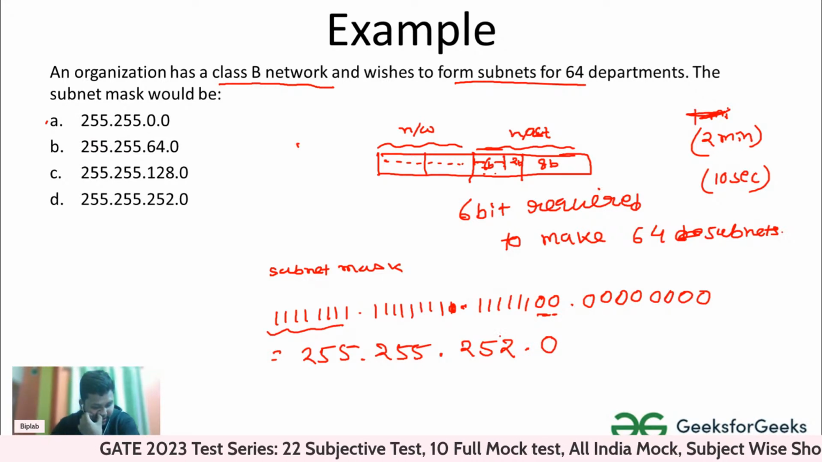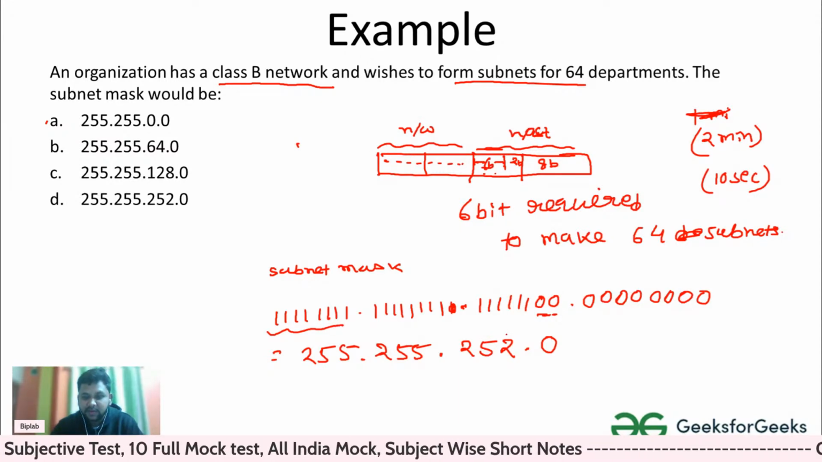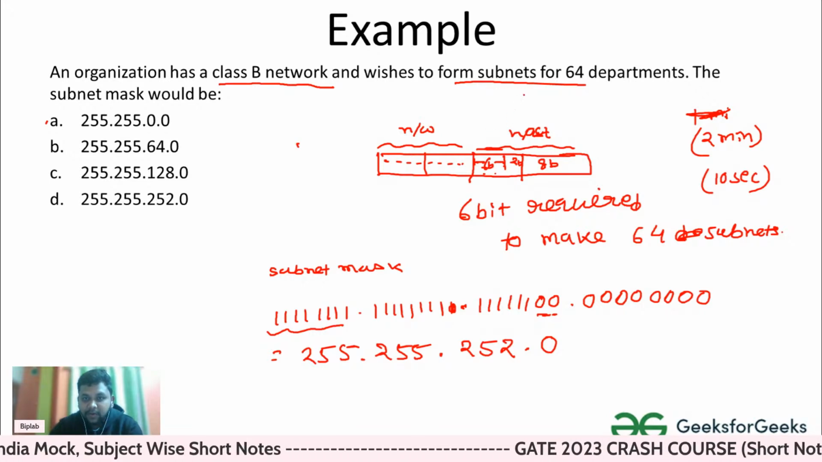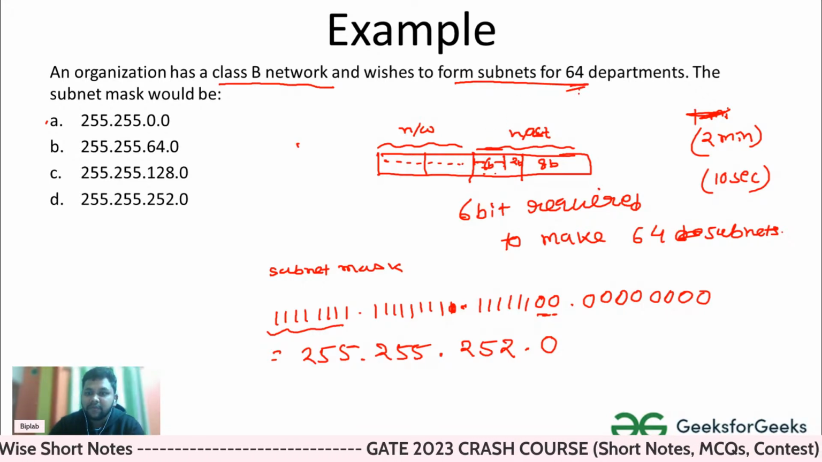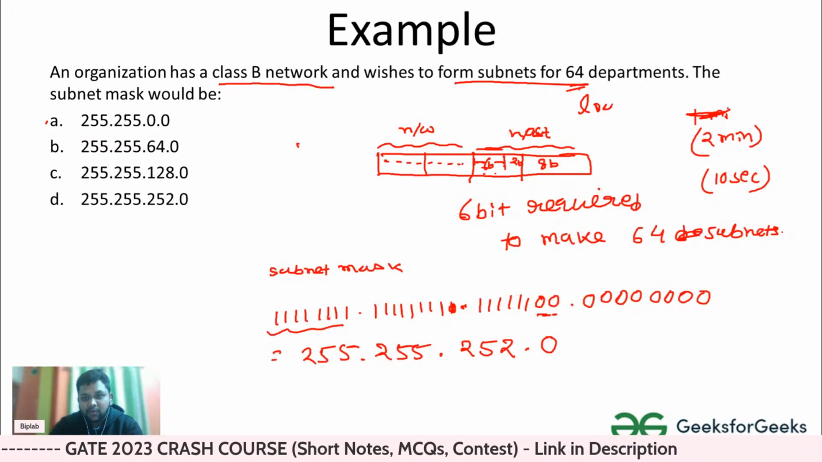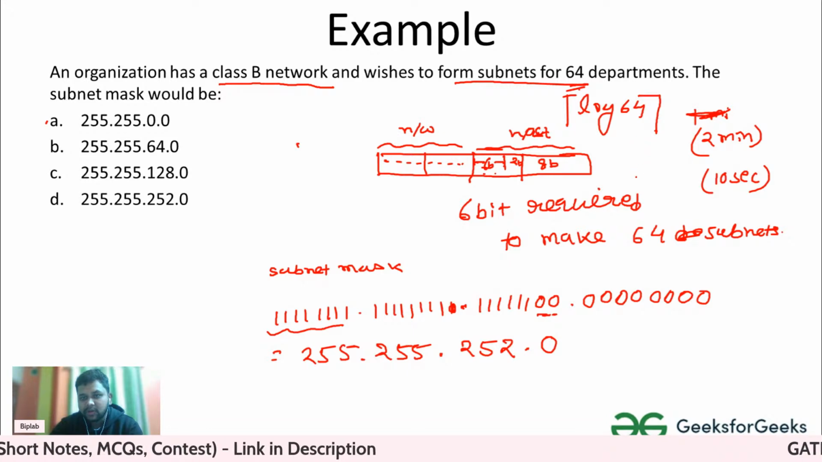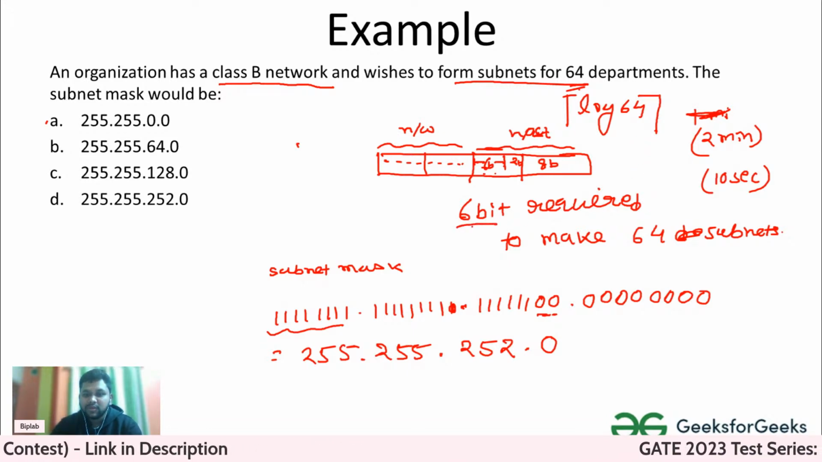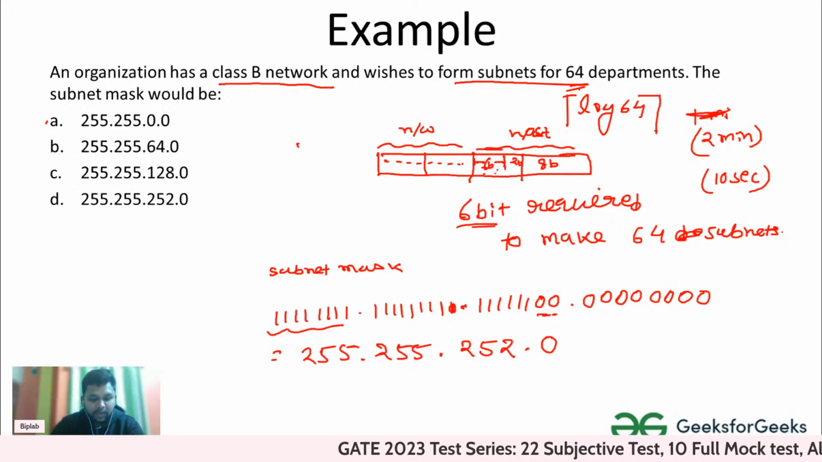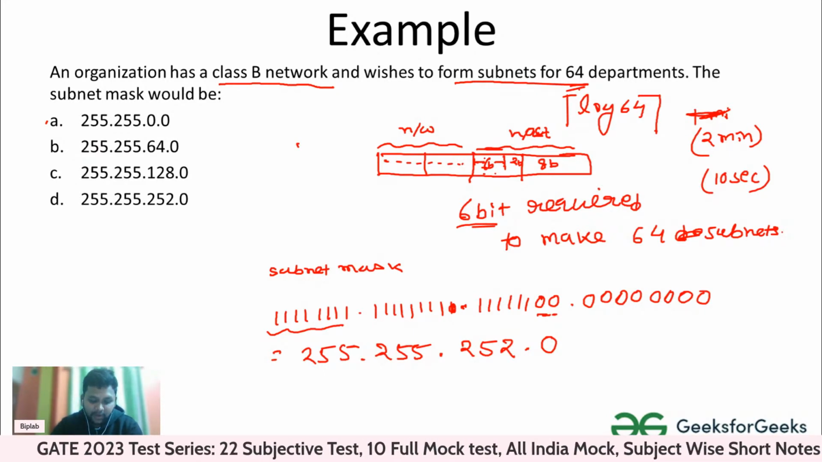Now, someone is asking how the 2 bits and 6 bits are separate. This is separated because we have to build 64 subnets. To build 64 subnets, we need log of 64 bits, which is 6. Now from where will you take this 6 bits? You can take the 6 bits from the host ID only, not from the network ID.